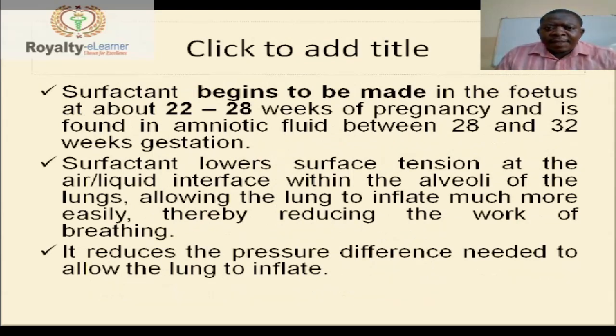Now, when does surfactant begin to be made in the life of a baby as it is developing? It begins to be made in the fetus at about 22 to 28 weeks of pregnancy, and it is found in amniotic fluid between 28 and 32 weeks of gestation. So before the baby is born, the surfactant begins to be made in the fetus between 22 to 28 weeks of pregnancy.